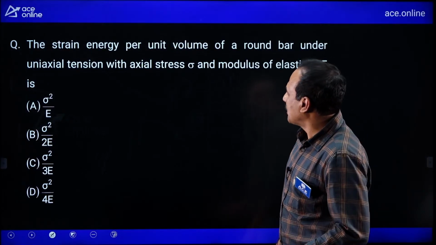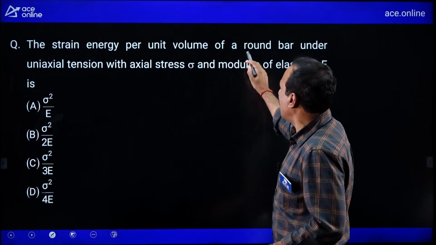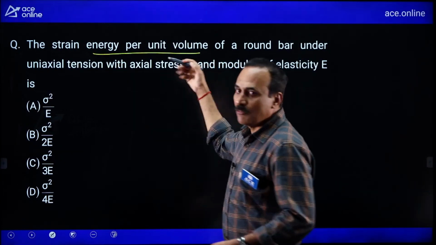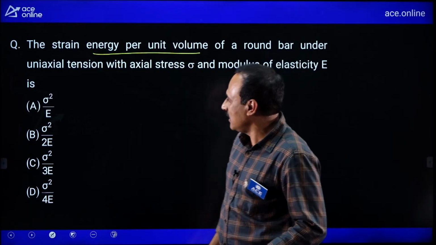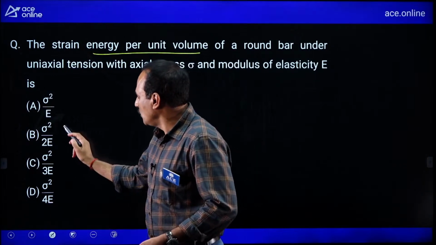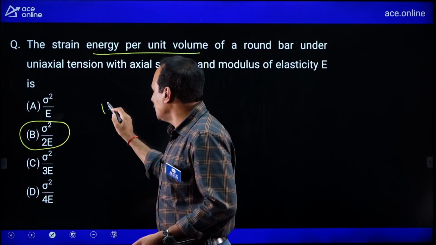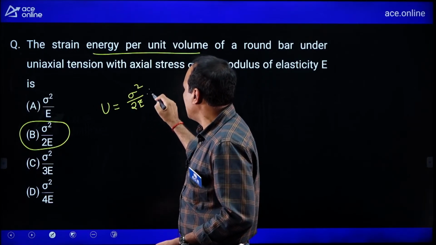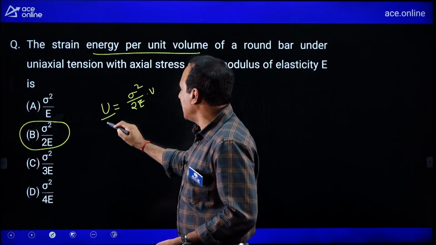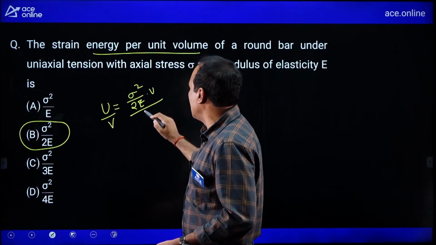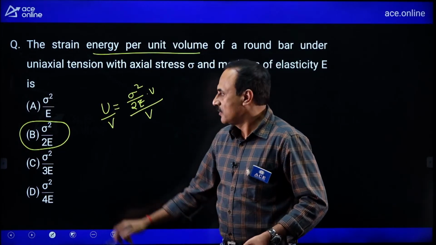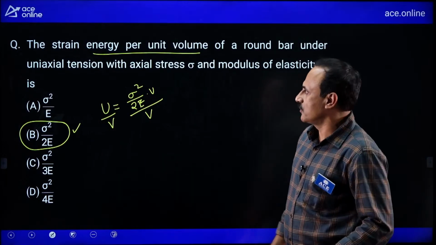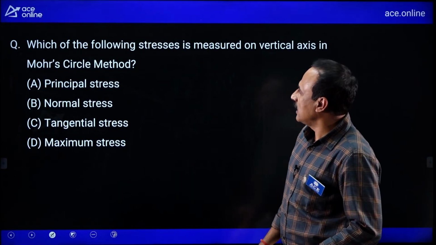నెక్స్ట్, ద స్ట్రెయిన్ ఎనర్జీ పర్ యూనిట్ వాల్యూమ్ ఆఫ్ ఎ రౌండ్ బార్. స్ట్రెయిన్ ఎనర్జీ పర్ యూనిట్ వాల్యూమ్ ఈజ్ మాడ్యులస్ ఆఫ్ రెసిలియన్స్ కదా. σ²/2E ఇంటూ వాల్యూమ్ ఈజ్ స్ట్రెయిన్ ఎనర్జీ, బట్ స్ట్రెయిన్ ఎనర్జీ పర్ యూనిట్ వాల్యూమ్ అంటే డివైడెడ్ బై వాల్యూమ్, σ²/2E. సో ఆన్సర్ ఈజ్ ఆప్షన్ బి. ఇట్స్ అ డైరెక్ట్ క్వశ్చన్. నెక్స్ట్, కమింగ్ టు ద నెక్స్ట్ క్వశ్చన్.